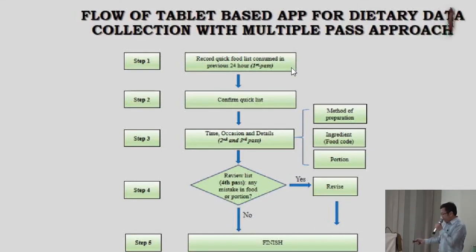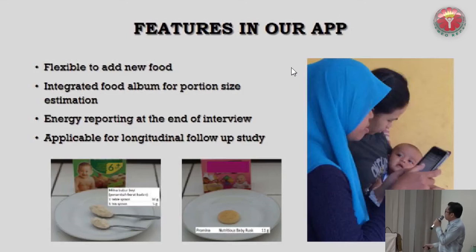So what are the features of our app? The feature of our app is that it is flexible to add new food, like Ibu Yanis mentioned. There are 2,000 more foods. And how many foods you could list before is very important. Every time you do a dietary survey, you get new food coming in because of creativity in the food industry or because we try different things. So the food list will never be complete. It is always required, so it's important to prepare the app to be adaptable to add new food.